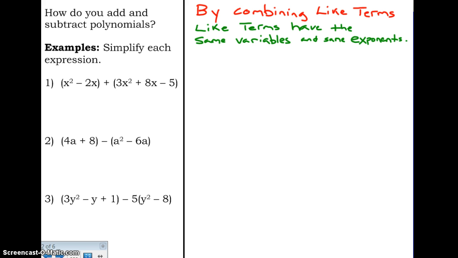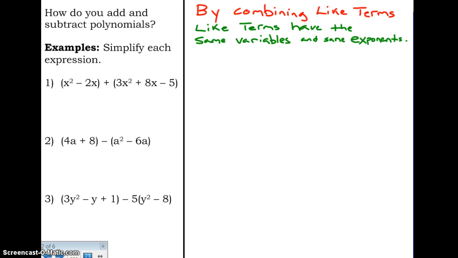All right, so this is Unit 2, Operations with Polynomials. The question here says, how do you add and subtract polynomials? And you've heard this before. You add and subtract polynomials by combining like terms. And the definition of like terms is that they have the same variables and same exponents.